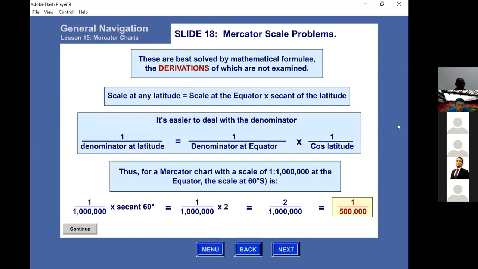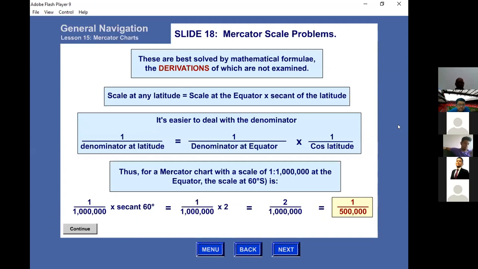990268.07. Okay, we'll stick to 6 digits. Okay, 990268. Any doubt? Why do we only use the denominator? Because it is simpler. You would use the numerator if you wish. You will get 1 by 990268. It's the same thing.